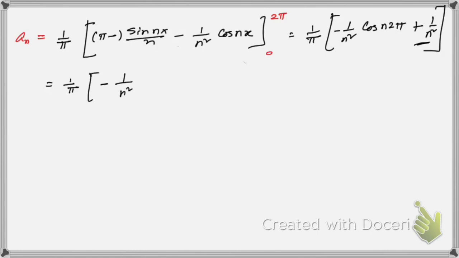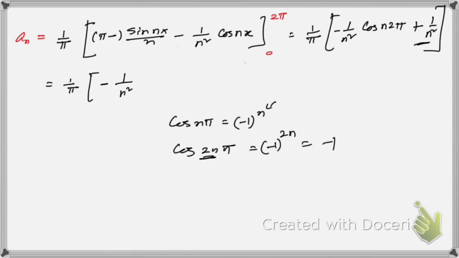So we know that cos n pi is nothing but minus 1 whole to the power n. So if n is even, it will be plus 1. So here you can see that cos of twice n pi, so twice n is obviously even, so that's going to be minus 1 whole to the power twice n, that's going to be plus 1, right? That's going to be plus 1. So that's why this result gives you plus 1.